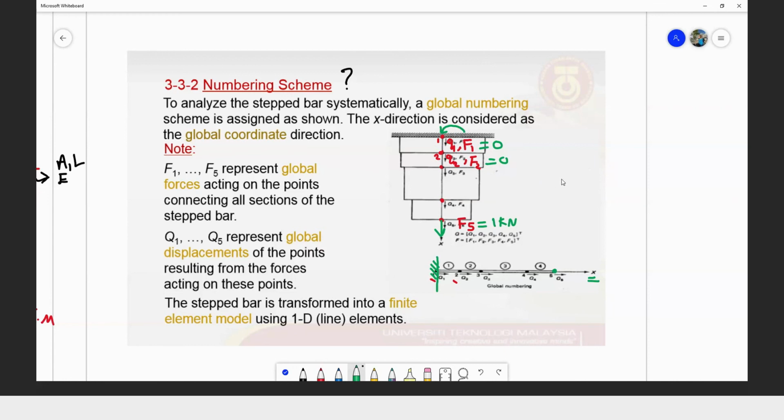Tapi untuk body force actually, we have to convert body force and also the traction force into the equivalent point load. Kita kena convertkan dia.